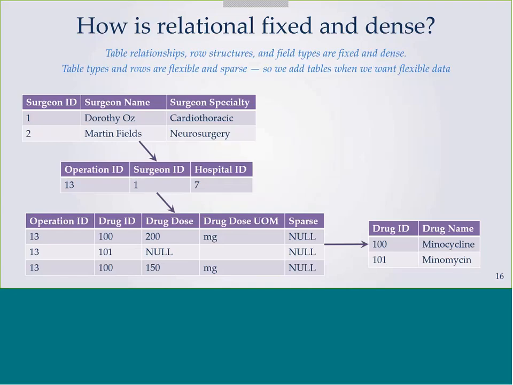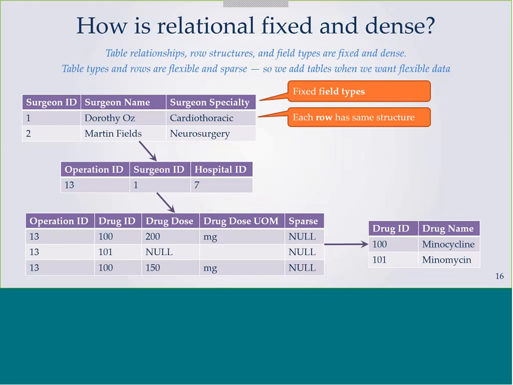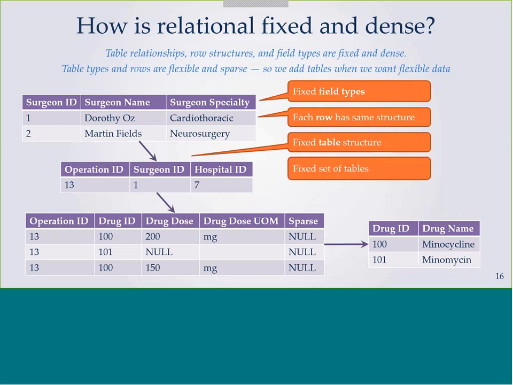So for example, relational doesn't do that very well. It's all fixed. You have fixed field types, fixed rows, the same structures, fixed table structures, fixed sets of tables in a schema, fixed constraints between tables. Everything's fixed, everything's at design time, and you have to put data into this fixed structure, and if the structure doesn't work with the data you want to put in it, you just can't do it.